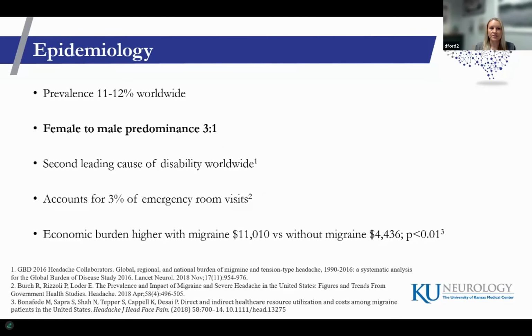So epidemiology. The prevalence of migraine is quite high, 11 to 12% worldwide. And as you can see, the female to male predominance is 3-to-1. That's a pretty big chunk of my practice. And it is the second leading cause of disability worldwide. It accounts for up to 3% of emergency room visits. And then if you look at the economic burden, it is considerably higher with migraine versus those without migraine.